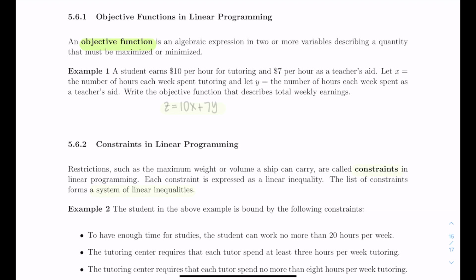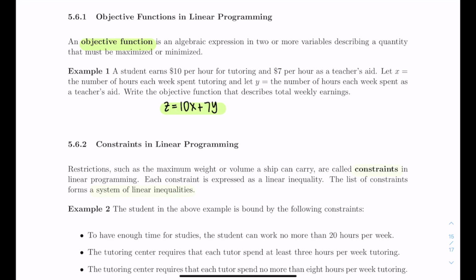So for objective functions, we use the letter Z. So Z equals. Now, we're going to let X be the number of hours each week she spends tutoring. She gets $10 an hour for tutoring, so we can write this as 10X. But she also gets paid as a teacher's aide. She gets paid $7 an hour for that, and the number of hours each week spent as a teacher's aide is Y. And so that would be the objective function that we would want to maximize for her total weekly earnings.